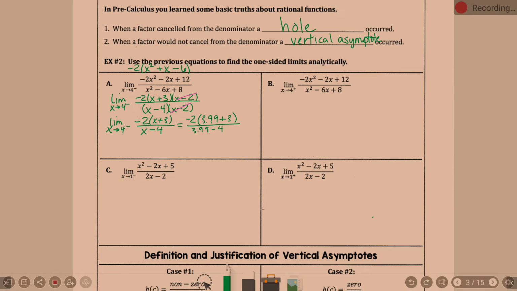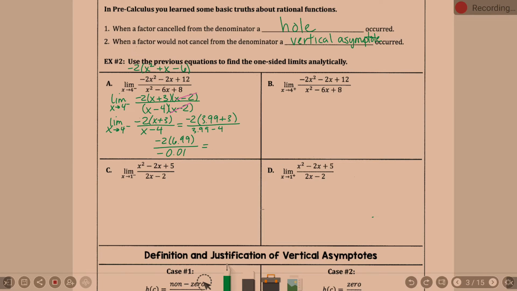So when I look at 3.99 plus 3, that's almost 7. It's 6.99 times negative 2, which is almost negative 14. It's negative 13.8. Actually, if I look at my notes, I just have negative 2 times 6.99, so it's going to be some negative value there. 3.99 minus 4 is going to be negative 0.01, yes?